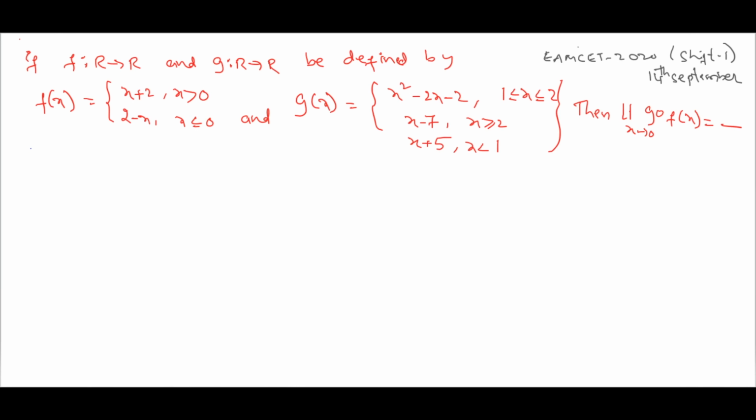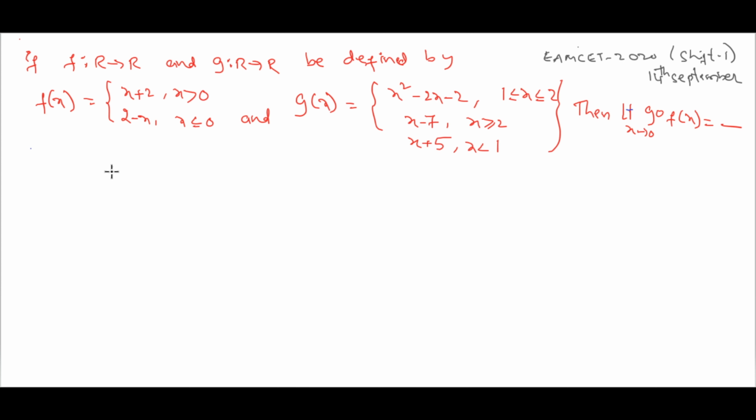If f maps R to R and g maps R to R is defined by f of x is equal to x plus 2 where x greater than 0, 2 minus x, x less than or equal to 0, and g of x is equal to x square minus 2x minus 2, 1 less than or equal to x less than or equal to 2, x minus 7, x greater than or equal to 2, x plus 5, x less than 1. Then limit x tends to 0, g circle f of x is equal to dash. This problem is from MSET 2020, shift 1, 14th September.